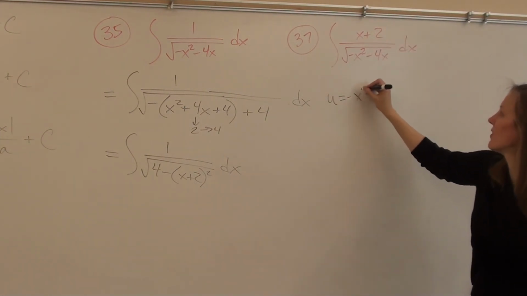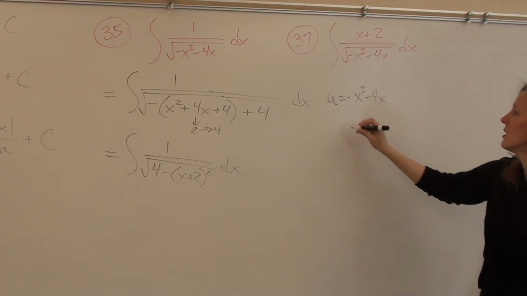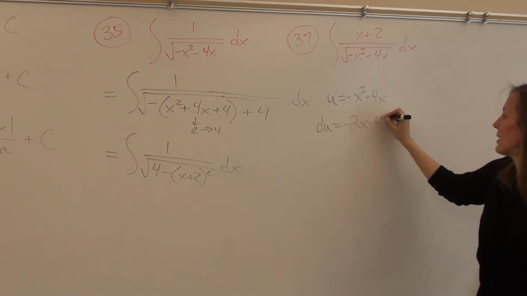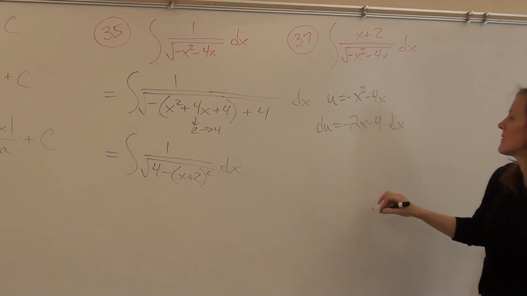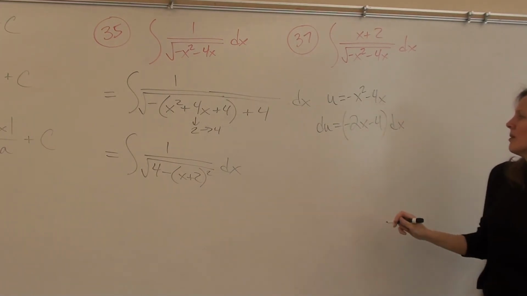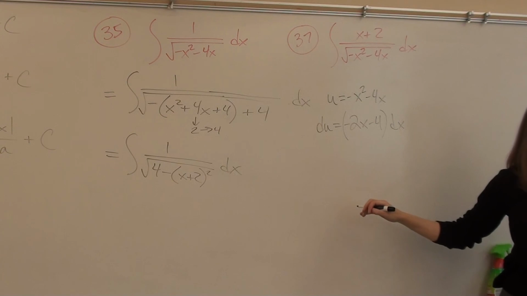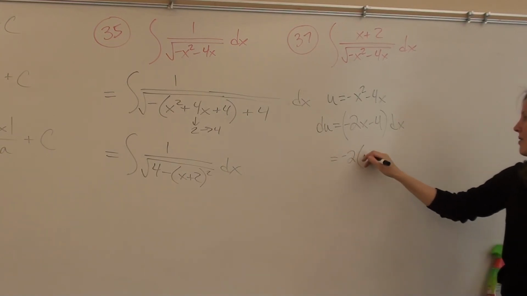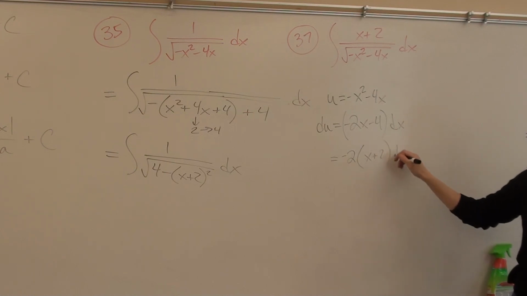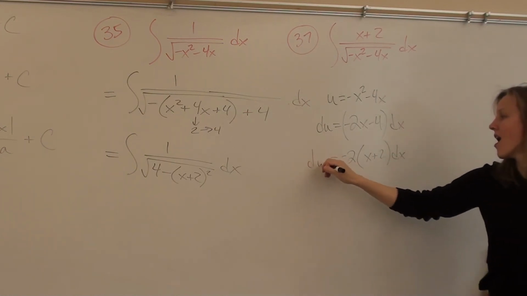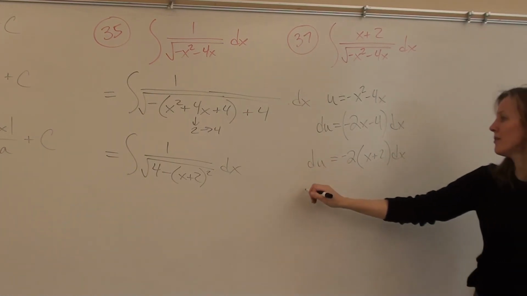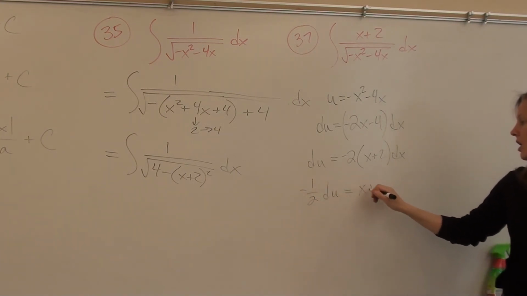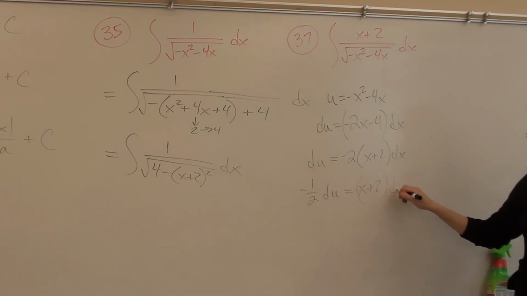Your u is negative x squared minus 4x. Your du is negative 2x minus 4. Is there something we could do with the du? Factor out a negative 2, and what's left? X plus 2. So that means we could just divide the negative 2 out, and we have our exact problem.